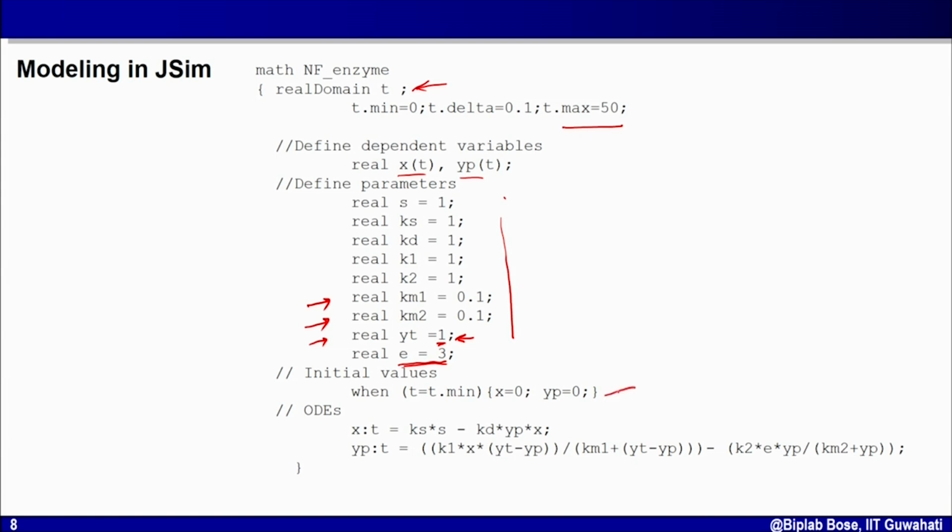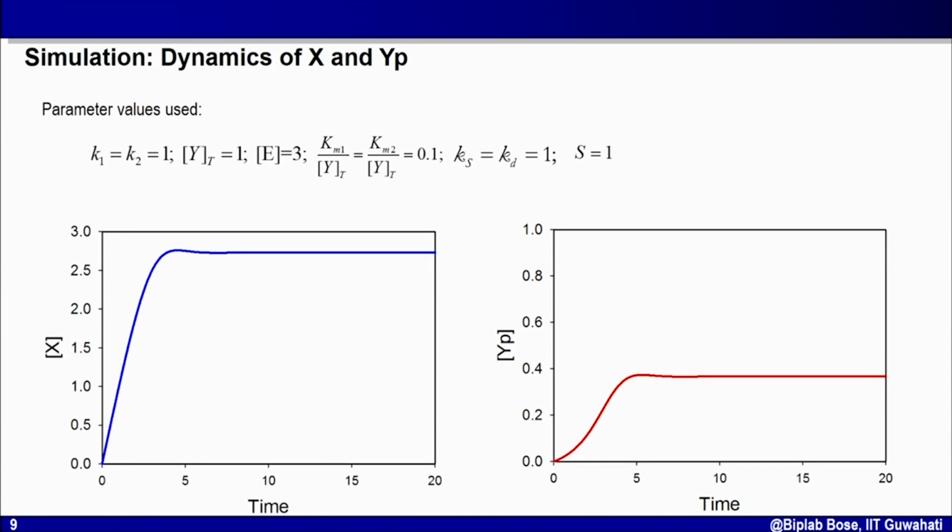Now obviously we have to declare the initial position. At t equal to 0, I have considered x equal to 0 and yp equal to 0, and the rest of these two are the two ODEs that we have written earlier. Now if I simulate the system, I can get this type of result. So I have taken certain parameter values. The critical parameter, the ratio of Michaelis-Menten constant and total amount of Y, the substrate, is kept at 0.1, so it is less than 1. So we are supposed to get a YP nullcline which is sigmoidal. I have kept E, the total amount of phosphatase, at 3, and for the input signal I have taken S equal to 1.